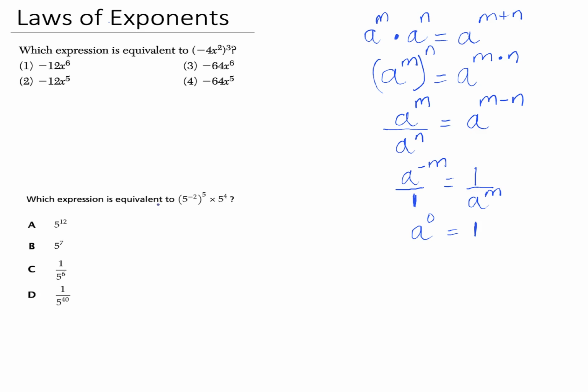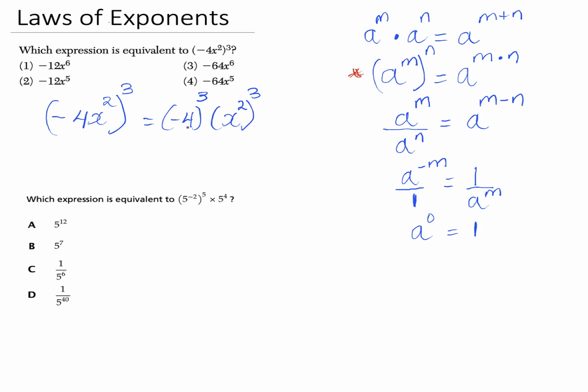So let's take a look at our 2 examples we have here. The first one says which expression is equivalent to negative 4x squared, and then that's raised to the third power. So we have negative 4x to the second power, and all of that is raised to the third power. Notice you have a power to a power, which means we're going to be using the power rule. Now, if you notice inside, you have 2 terms, so both terms have to be raised to the third power. That means the negative 4 has to be raised to the third power, and then the x squared must be raised to the third power.